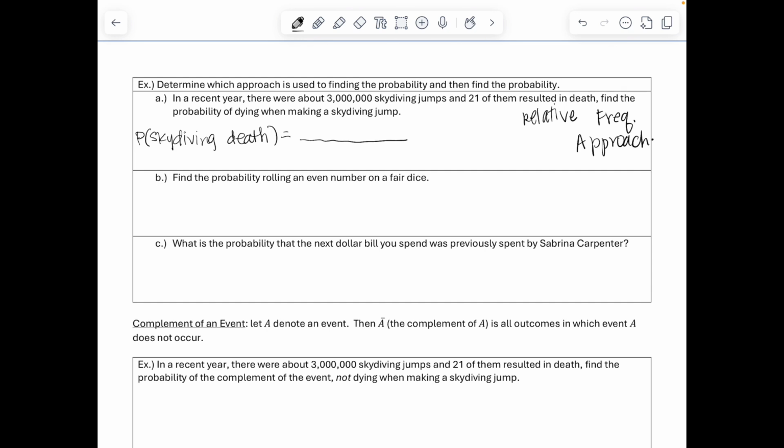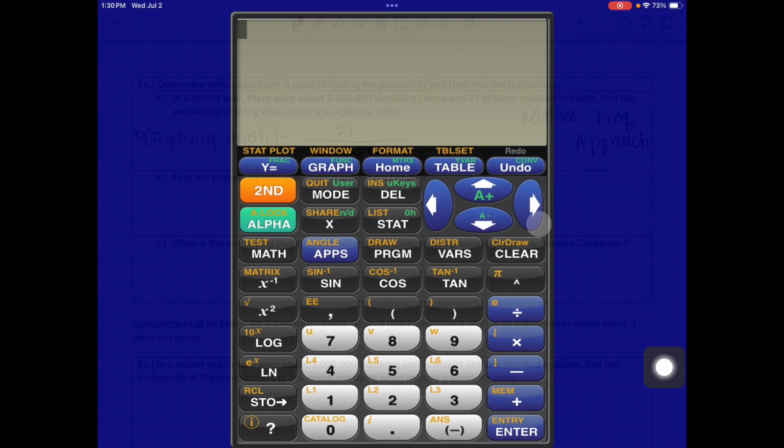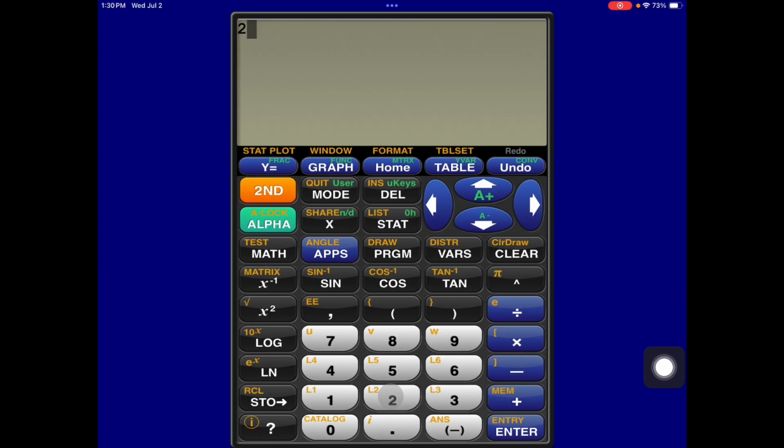And the total number of jumps that we have observed is 3 million. So that's going to go in the denominator. And in the numerator is the number of deaths that occurred, and that is 21. So let's divide this on our calculator and see what the result is. On the calculator, we're going to do 21 divided by 3 million, and then enter. And you'll notice that your answer is 7e to the negative 6, or 7e negative 6.